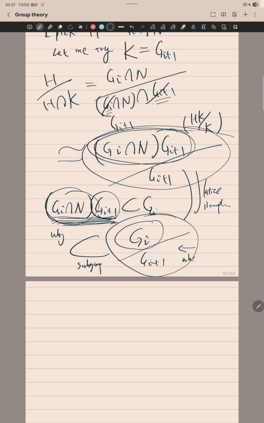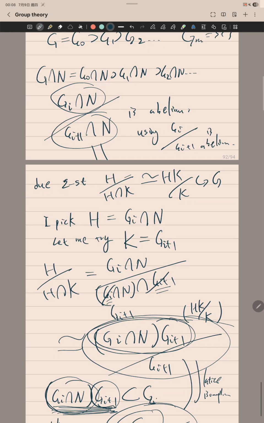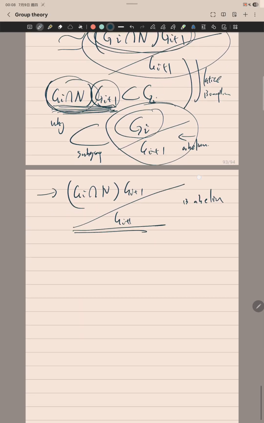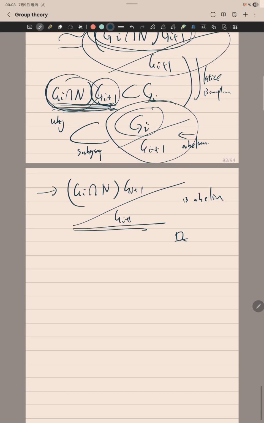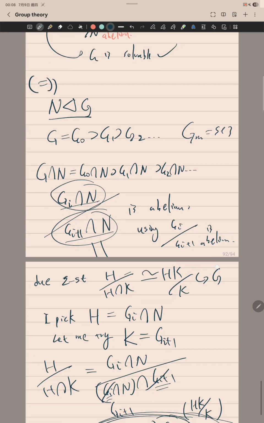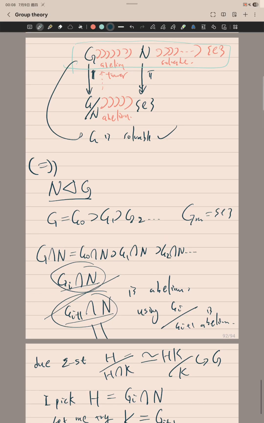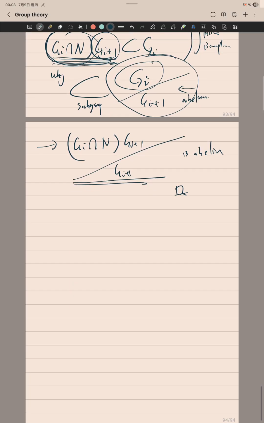So these guys are abelian. Hence, this shows that (G_i ∩ N)G_{i+1} quotient G_{i+1} is abelian. And we already know that this is isomorphic to G_i ∩ N quotient G_{i+1} ∩ N. So this finishes the proof. Okay, you can see this is really tricky to prove. Okay, so the second part is G quotient N is solvable.